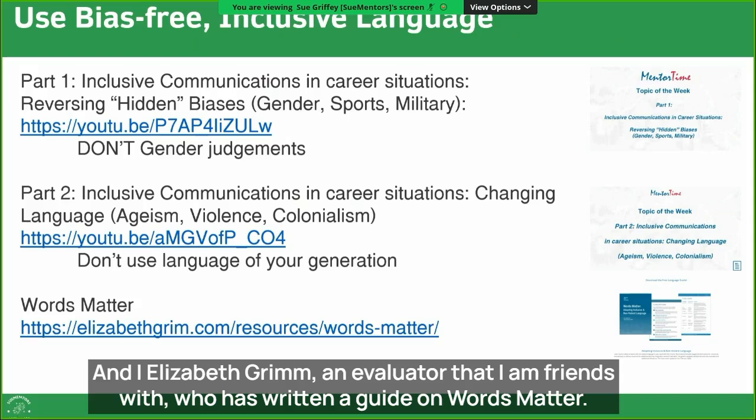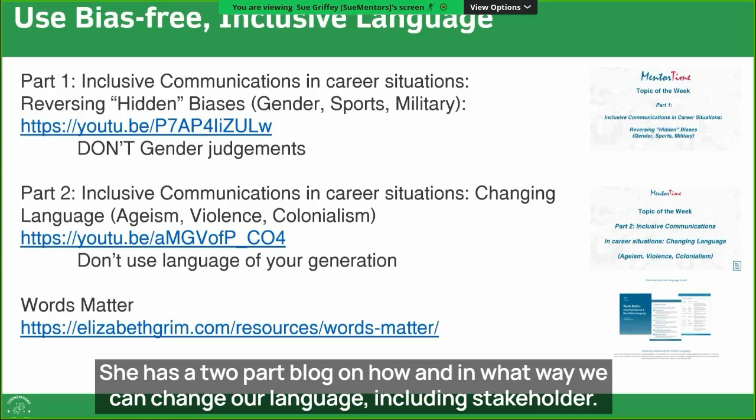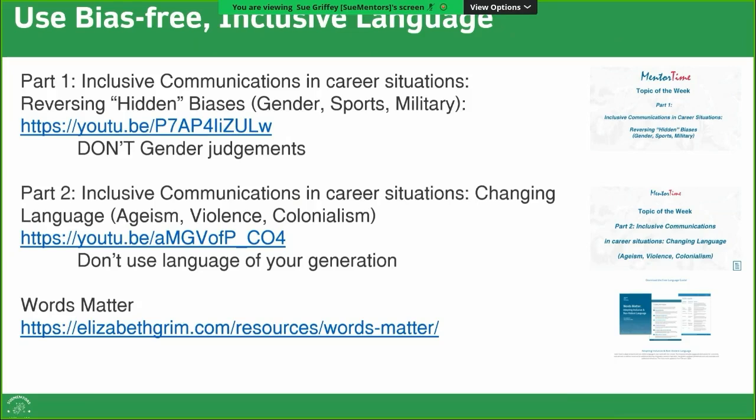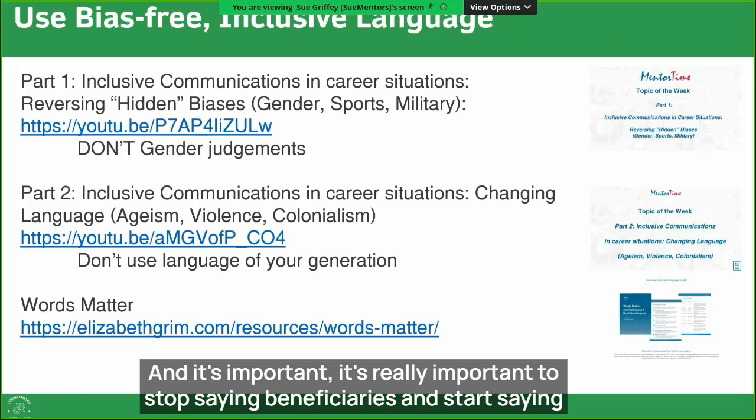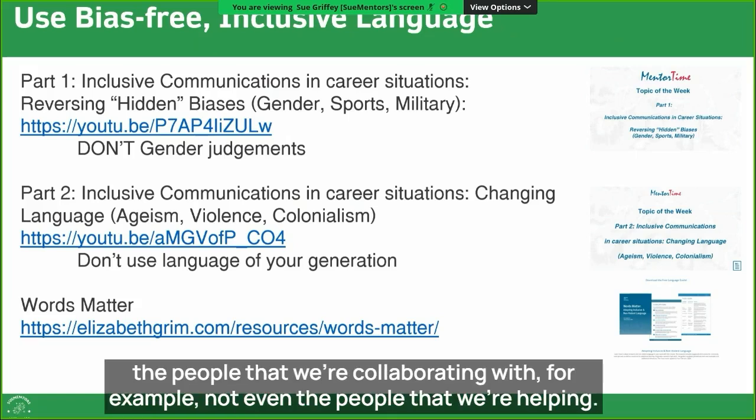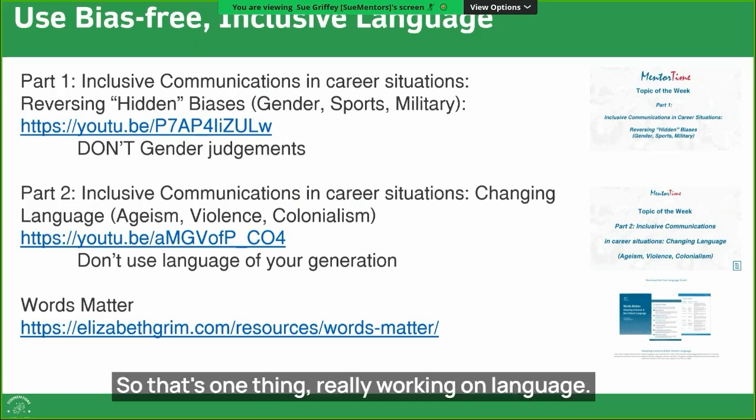And Elizabeth Grimm, an evaluator that I am friends with, has written a guide on Words Matter. She has a 2-part blog on how and in what way we can change our language, including stakeholder. And it's really important to stop saying beneficiaries and start saying the people that we're collaborating with, for example, not even the people that we're helping. So that's one thing, really working on language.